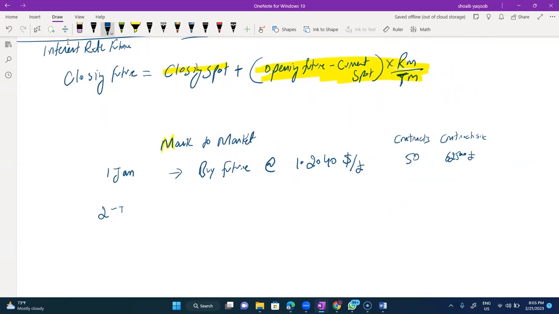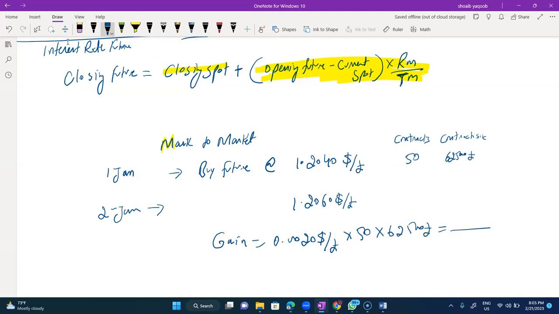On 2nd January, future moves to 1.2060. You have entered into a contract that you will buy at 1.2040. Market moves to 2060, so it's a gain. You will calculate the gain: the difference between these two, 0.0020. This is a gain on one contract, into 50 contracts, into 62,500 pound.